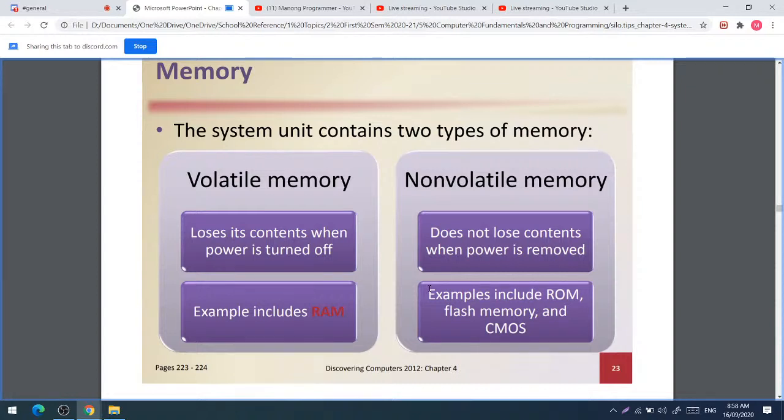We also have the volatile or temporary storage. Volatile or temporary storage loses its contents when power is turned off. The very basic example is our RAM. Di ba, when we are watching or doing something on our desktop, or say you were encoding and suddenly there was a brown out, the work you did is gone, right? Because it loses its content when power is turned off. That is RAM.